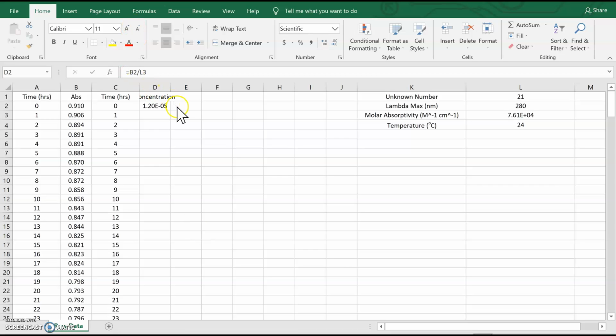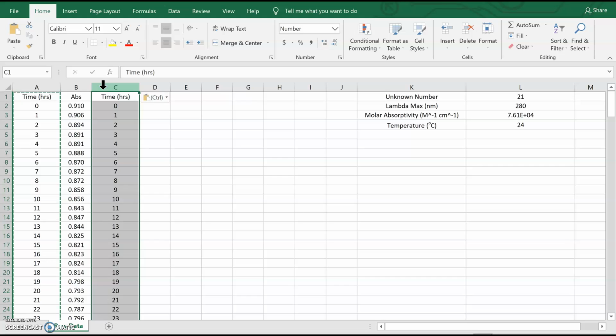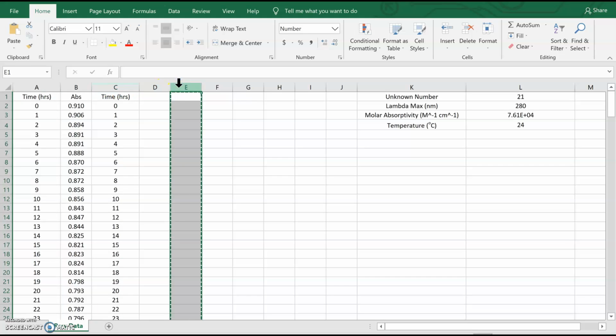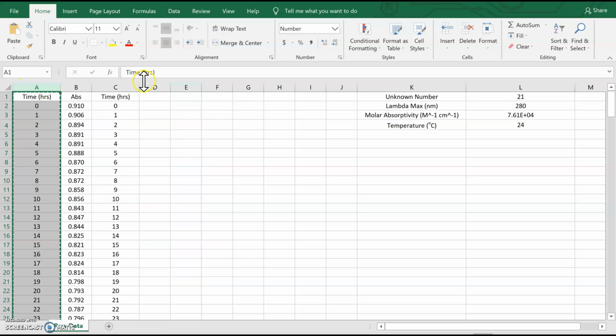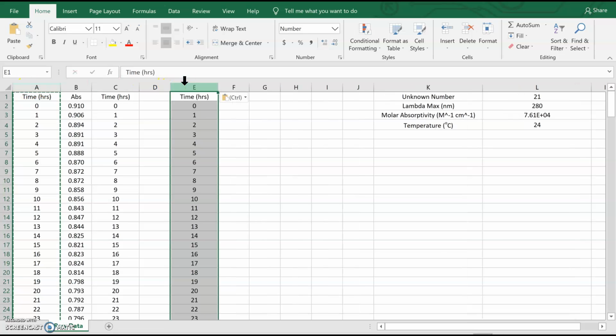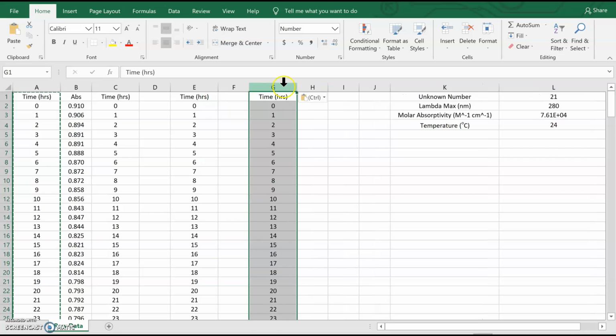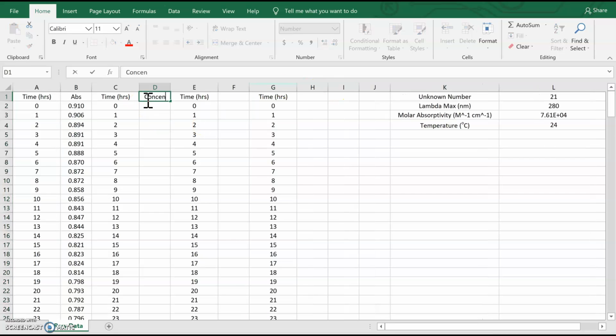Okay, so I'm going to walk through how to make the three graphs necessary for this problem. The first thing I'm going to do is copy and paste column A here. I'm just going to make the independent variable each time that I need it, so that when I make graphs I can just highlight the independent and dependent variables next to each other. Okay, and then this column is going to be for the concentration.